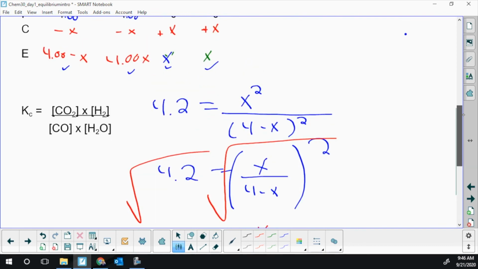Okay. So x is 2.68. So we know this is 2.68 moles per liter. This is 2.68 moles per liter. This E value is going to be 4 minus 2.68. That's 1.31. When I keep all the digits in my calculator and do the subtraction and then round again, I get 1.31, and the same here. So this is the first question.